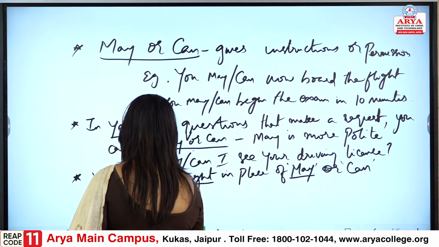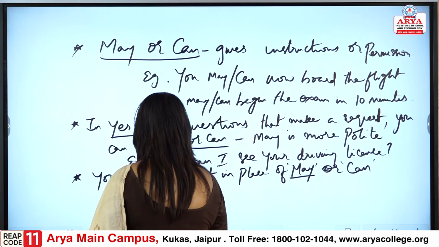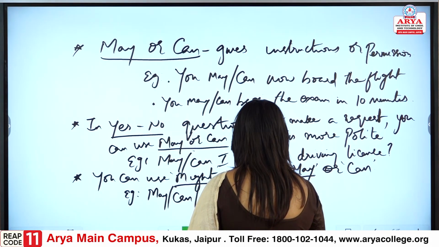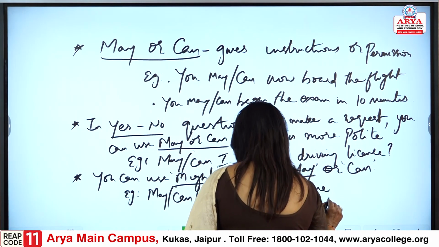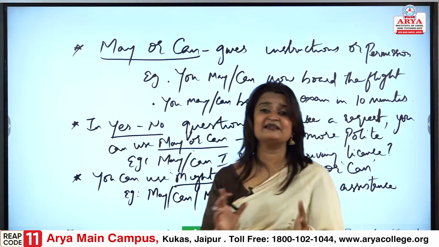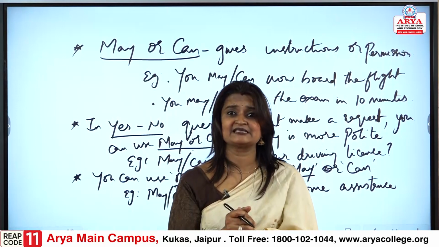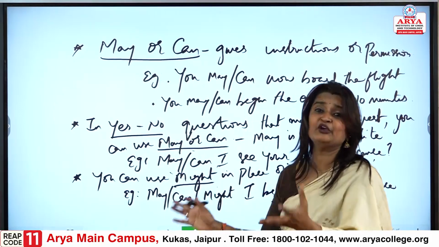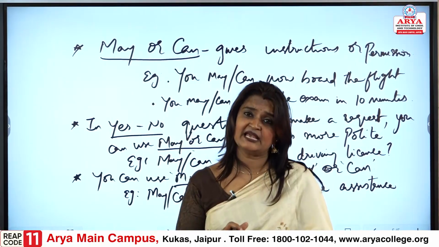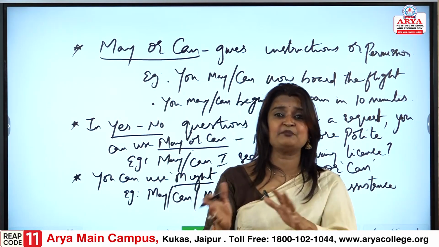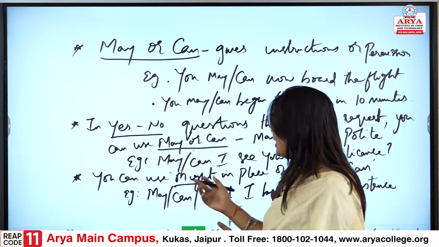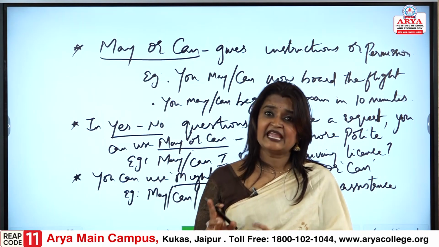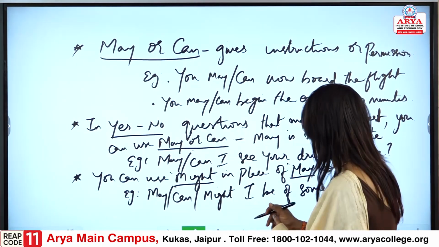How could it be? May, can, might I be of some assistance? May I be of some assistance? Can I be of some assistance? Might I be of some assistance? The right way I would say is, I might be of some assistance. Instead of saying might I be, it would be I might be of some assistance. So these three modal verbs can all be used in such requesting form.